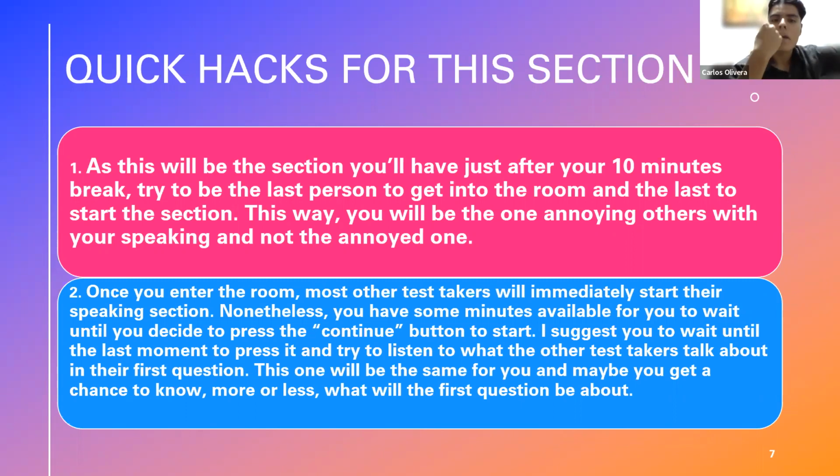Why? Remind, people normally don't use their 10 minutes break. And once they get into the computation room, they immediately start and press the button that says continue and move on to the speaking section. They do all those things by experience, I tell you, and not just because I have lived this, because I know people, a lot of people who have taken this exam, and they tell me the same, that normally, test takers don't want to use the 10 minutes break, although it could seem irrational to you, but they don't use it. You're going to experience it by yourself.